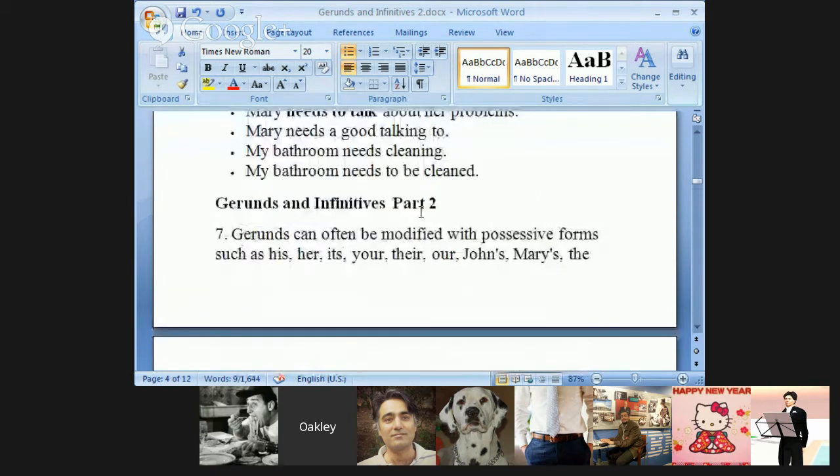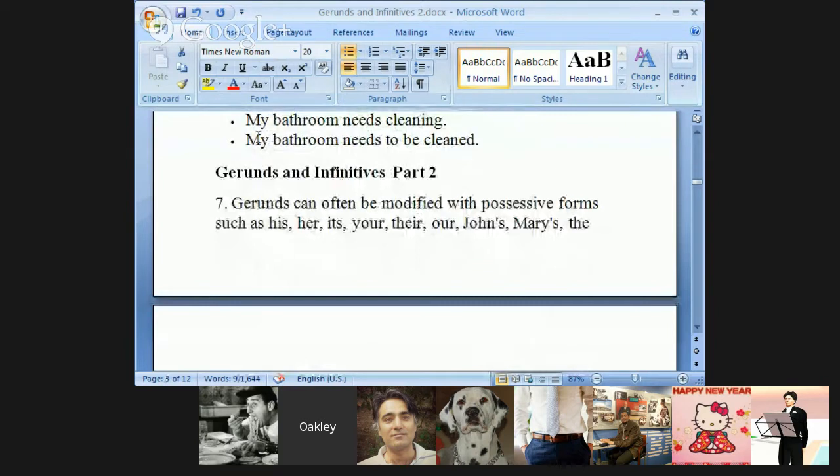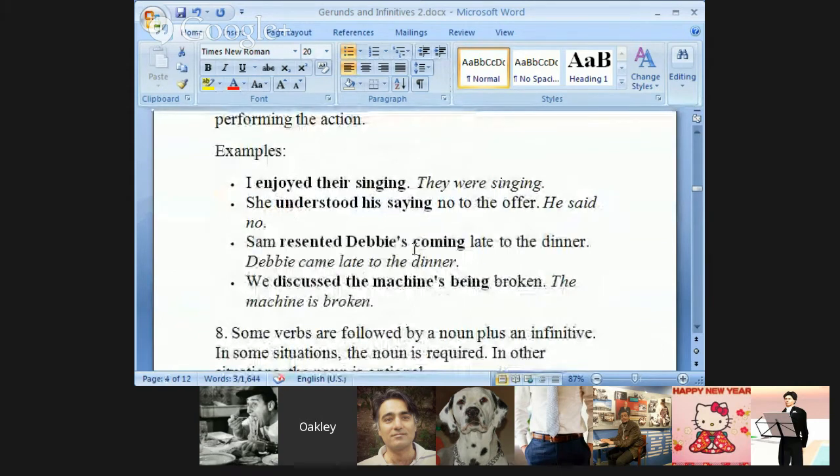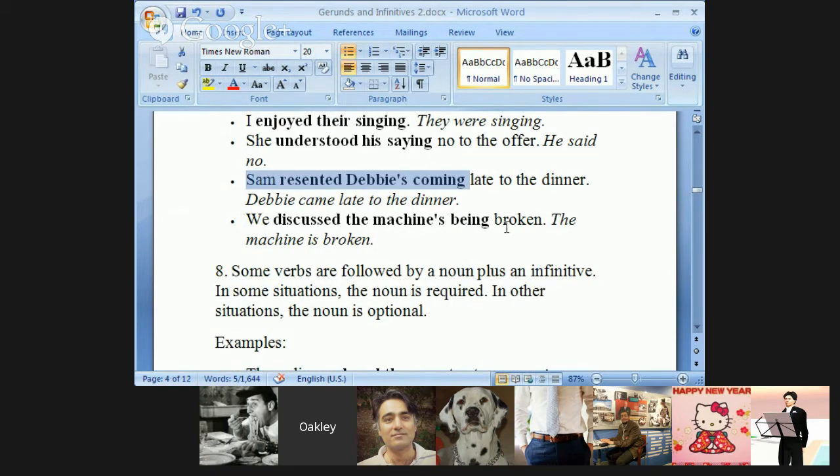And actually, notice the use of the possessive back in my weird little examples. That does odd things. I'm sorry, I'm going off in the wrong direction there. Let me back off that. She resented Debbie's coming late. We discussed the machines being broken. Okay.